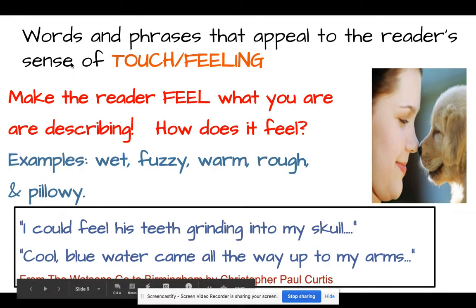Sensory language would include words and phrases that appeal to the reader's sense of touch or feeling. So these would make the reader feel what you're describing. How does it feel if you were actually there touching it? Examples like wet, fuzzy, warm, rough, or pillowy. In The Watsons Go to Birmingham, Christopher Paul Curtis talked about, I could feel his teeth grinding into my skull. And the cool blue water came all the way up to my arms. So you know it's cool and you know how high it is. It came all the way up to your arms.